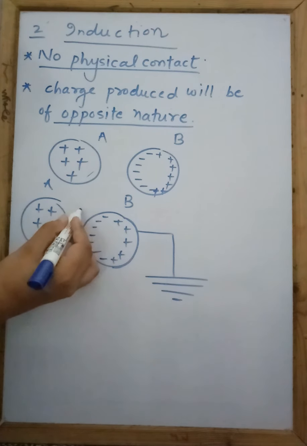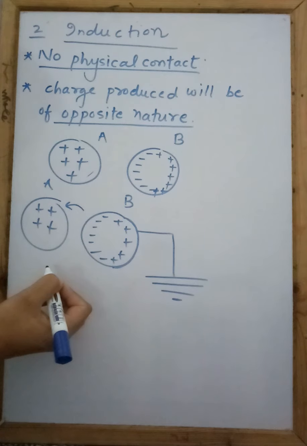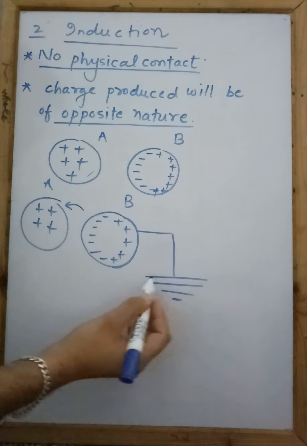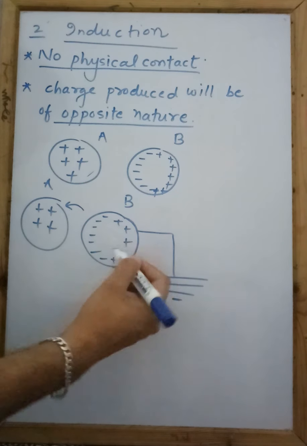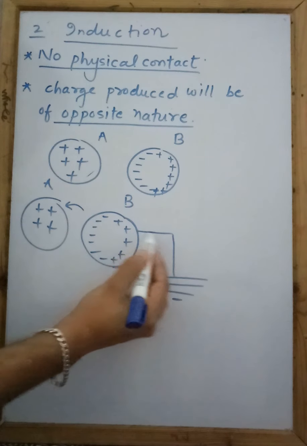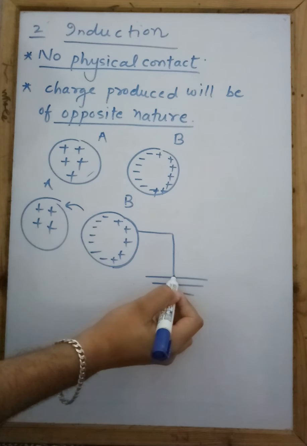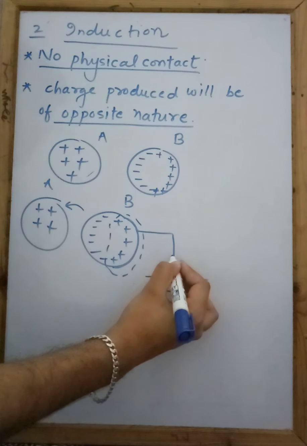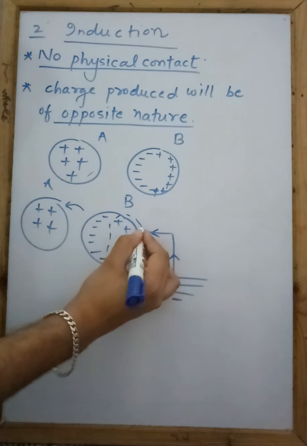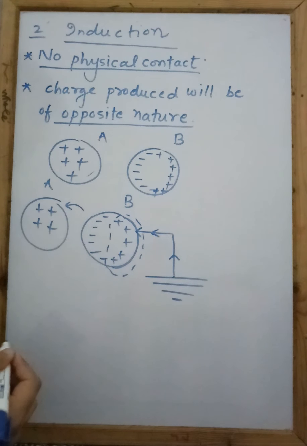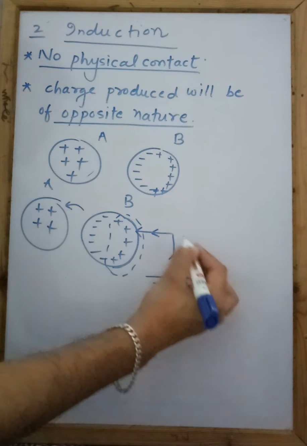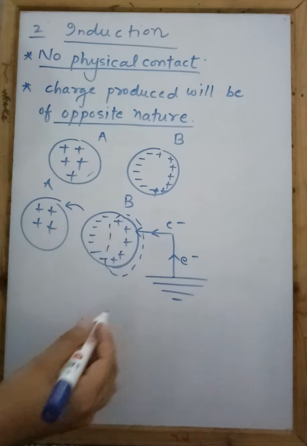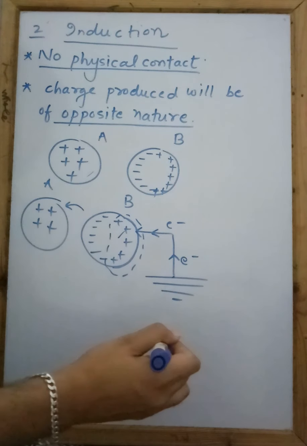This negative is in attraction with A, whereas ground will see that some positive body is connected to it, and through this wire what will earth do? Earth will neutralize this positive charge on sphere B by providing electrons from the ground. So earth will provide electrons, these negative charges. It never happens that the positive will go into the ground.